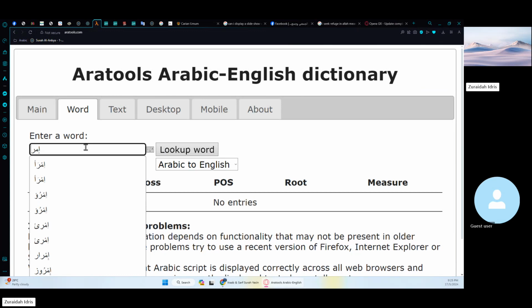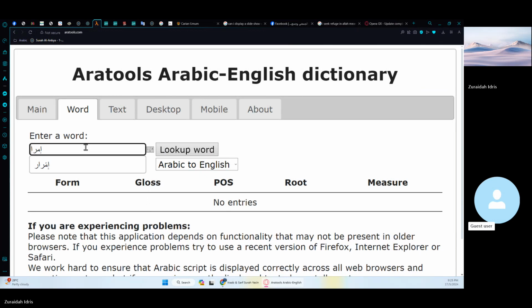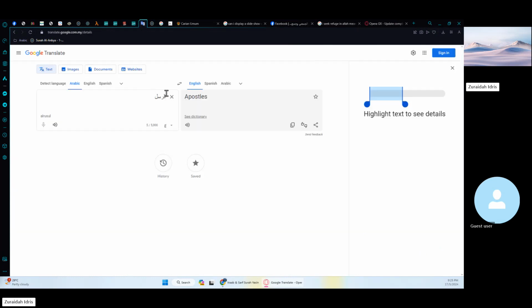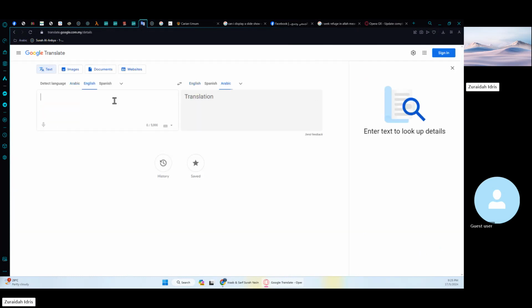Is there an alif? We can try. Subhanallah. Let's see. I think it's not an alif. This is another thing we need to clarify on this one, right? If all fails, we go to this.